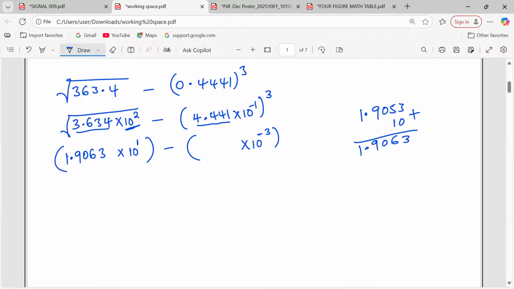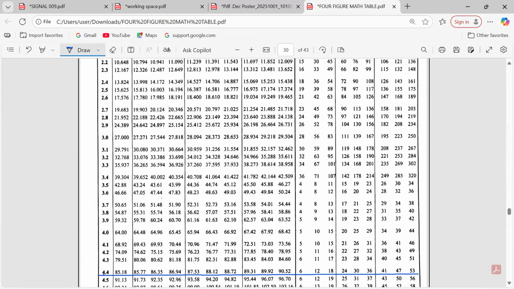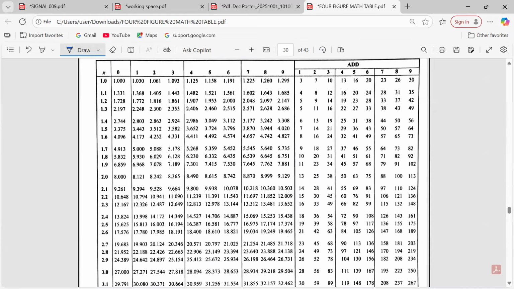4.441. So we identify first 4.4, so that you go to 41. So 4.4, it means this is the row that we shall be using. And now we go to the columns. We are looking for 4.441. So we have been guided by 4.4 to get the row. Now we go to the column with 4, and for the addition, we go to the column with 1. So for 4, where is 4? 4 is in this column.